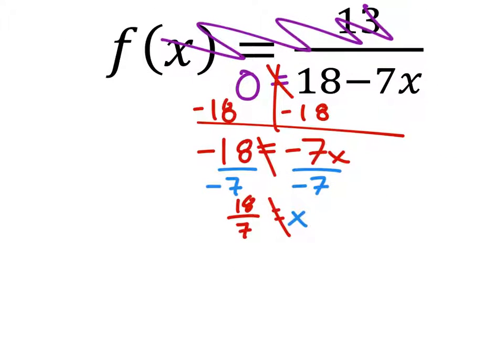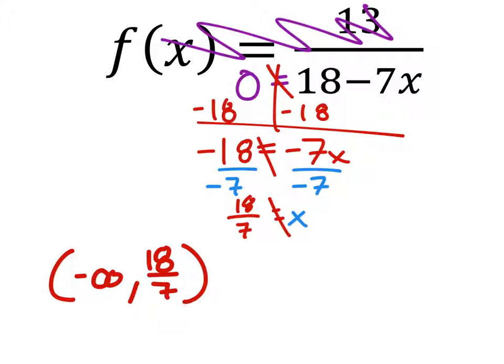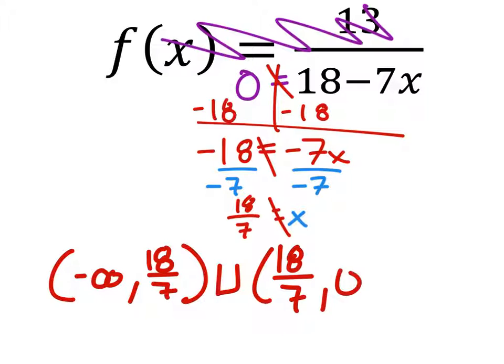This one wanted this in interval notation, so how do we exclude 18 sevenths, rather positive? Well, we know that it includes all the negative values. It's going to stop at 18 sevenths, which is not included. Then we'll unite this, not including 18 sevenths, going to infinity.